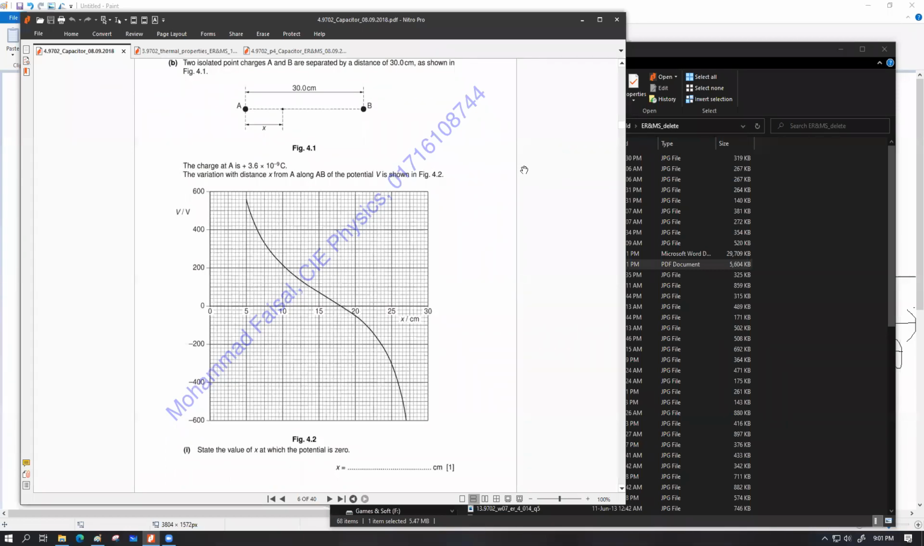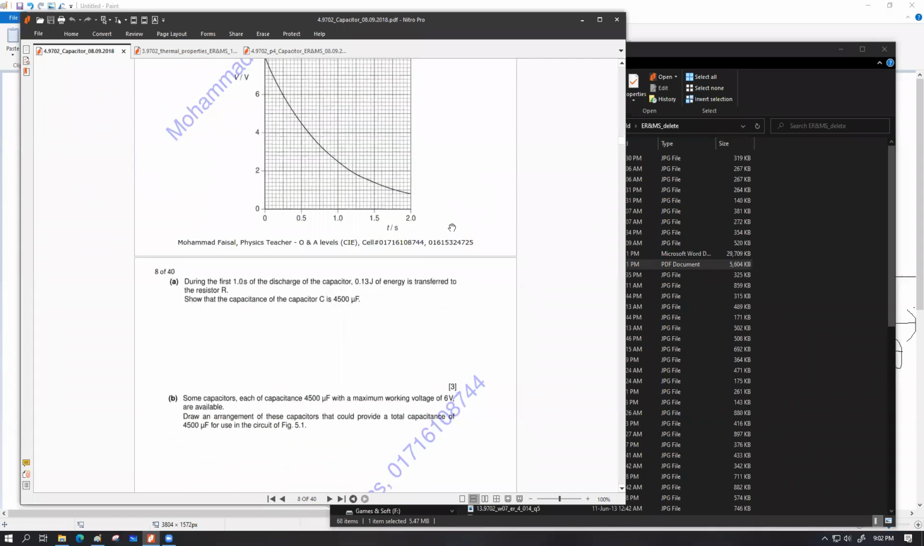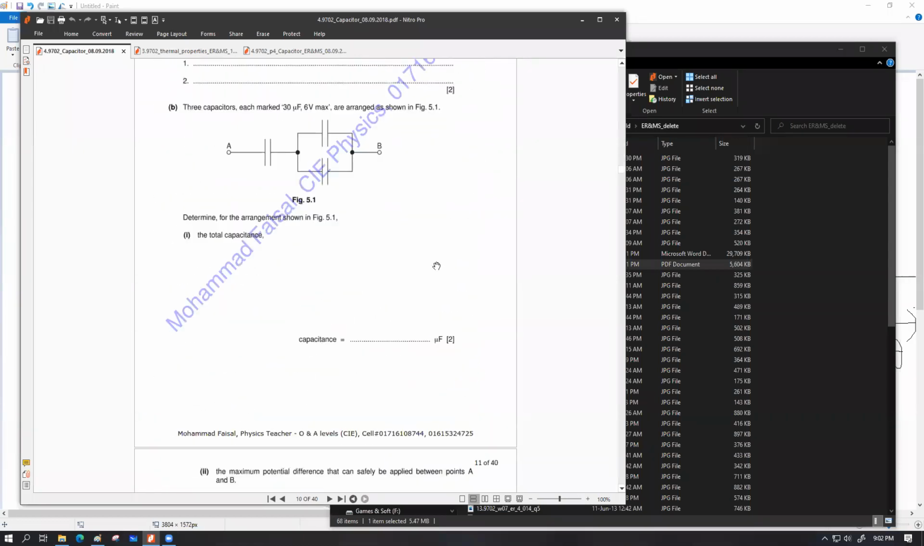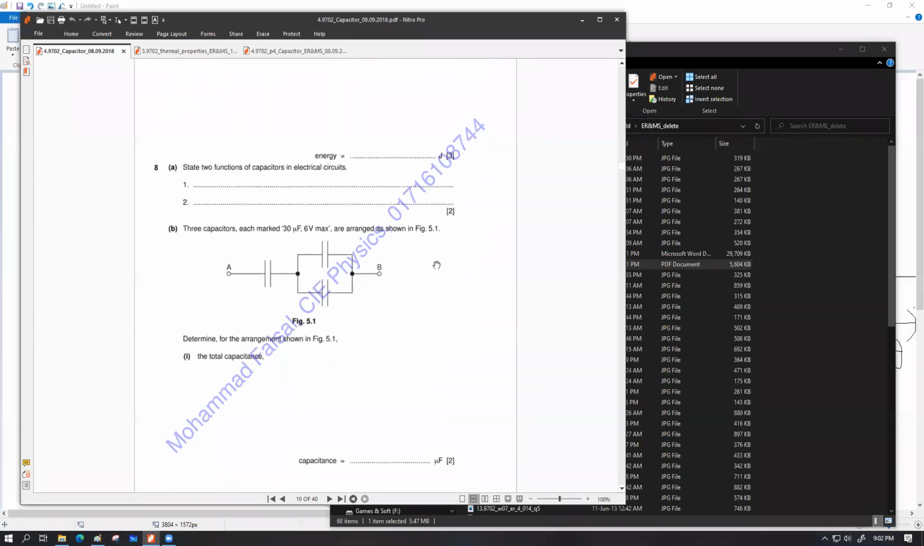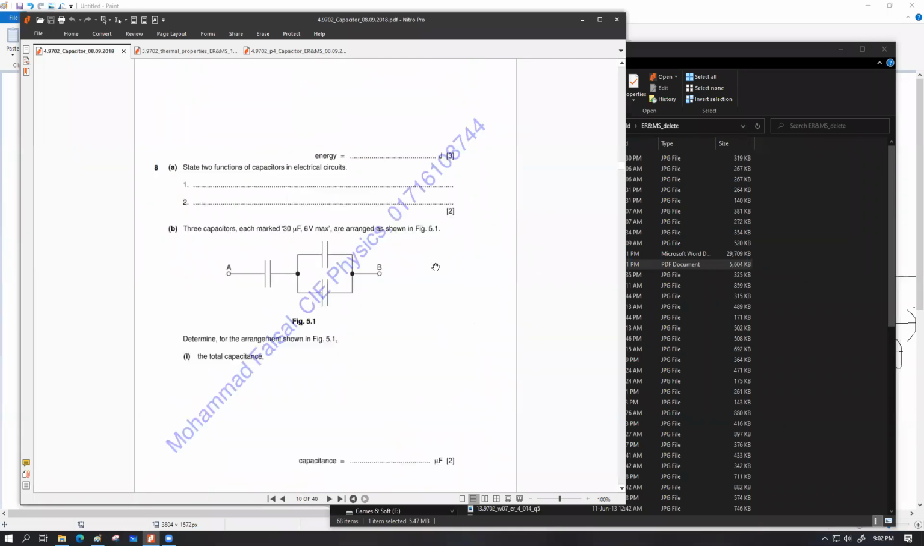Which is at which value the potential is 0? Is that even a question? What the hell? Is your answer in one from the charge? These are not good questions. Answer this one.